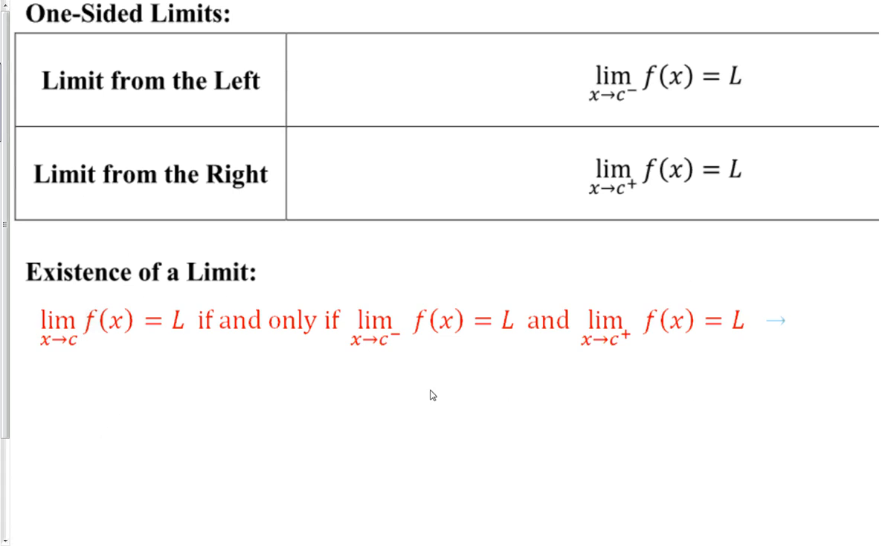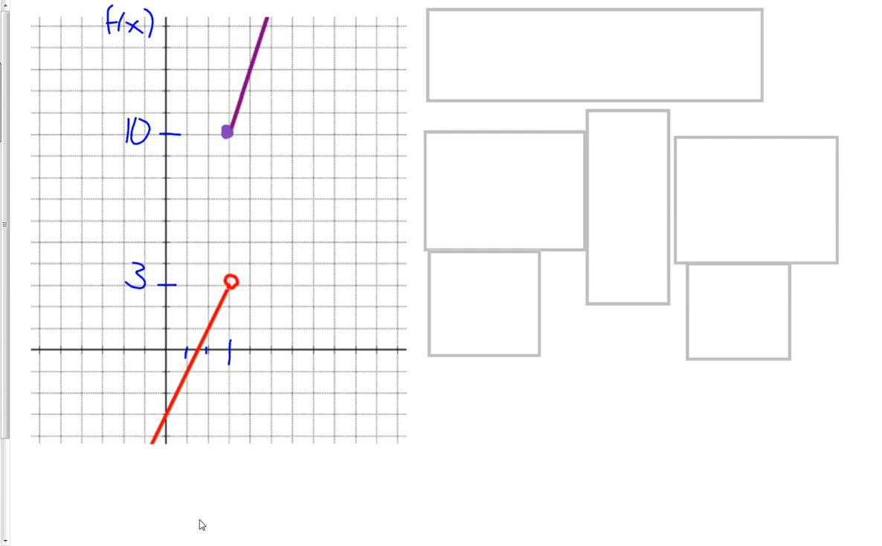The limit exists if and only if the limit from the left side, which is c to the negative sign, equals the same value L as the limit from c plus, which is from the right side, above the x value. So if the left and right match, then the limit exists. So here's how that works.